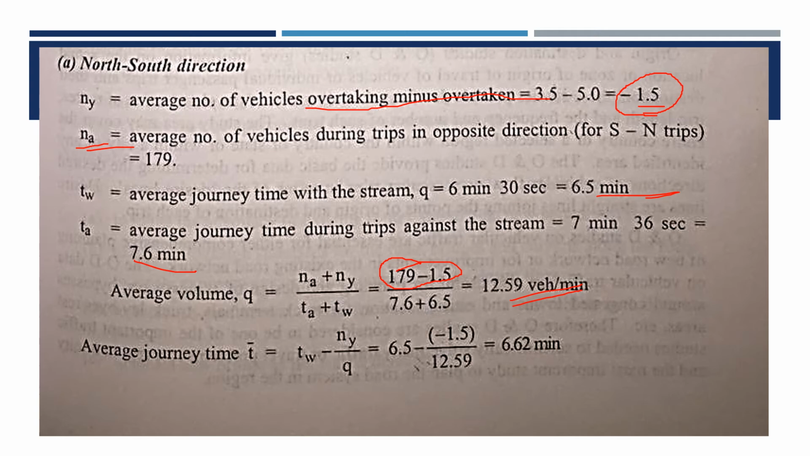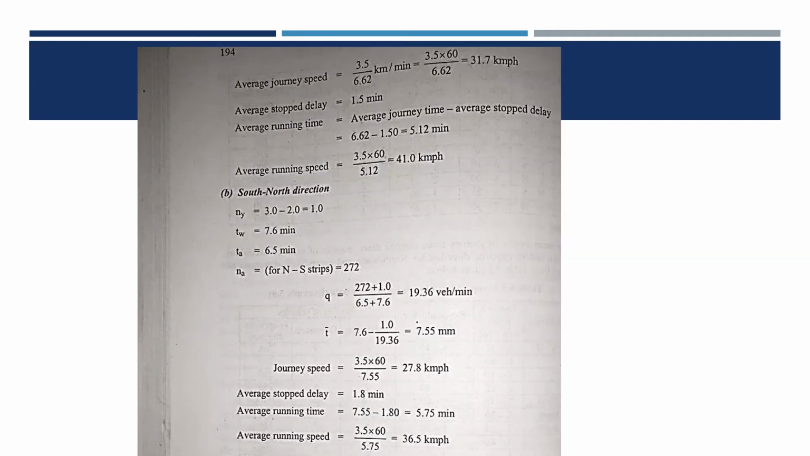Now coming to the journey time, we do have an equation which is TW minus NY divided by Q. Again, all this data is there with us. Only thing is you need to substitute it, and you will be getting it in minutes, 6.62 minutes. So please recall what we said with respect to the unit conversion. You need to consider it when you are substituting the values. The same exercise has to be repeated for the other direction also. Alright. So the first quantity, which is flow, has been calculated.